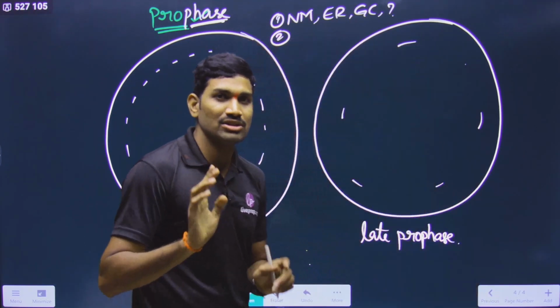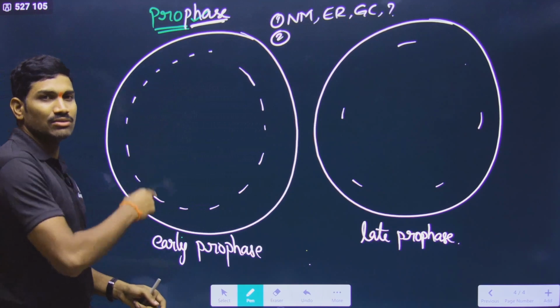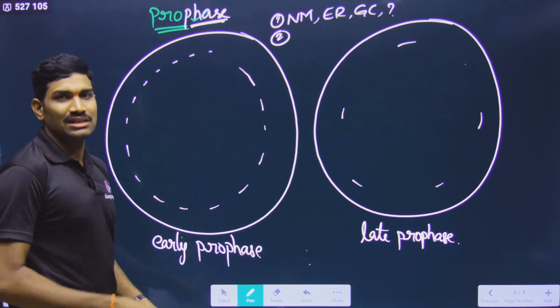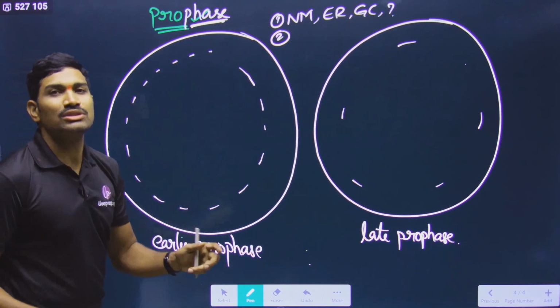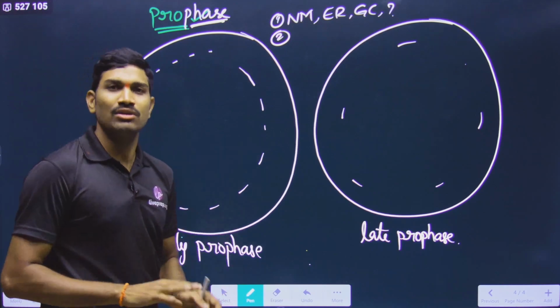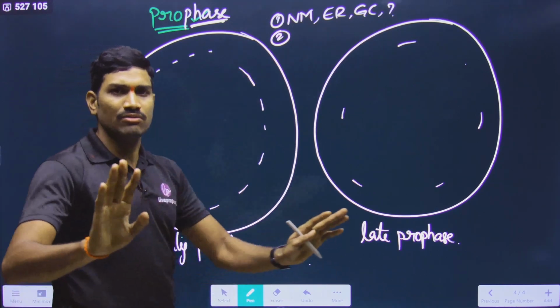You need to understand the logic also. Why is the nuclear membrane undergoing breakdown? If it is present as it is, chromosomes cannot go to opposite sides. That's why it should undergo breakdown. Okay, nuclear membrane undergoing breakdown, we understood.